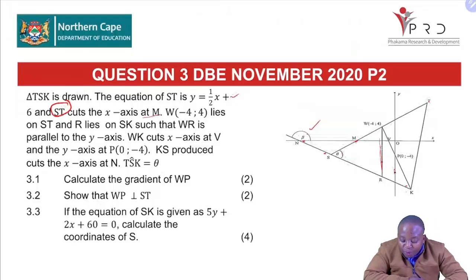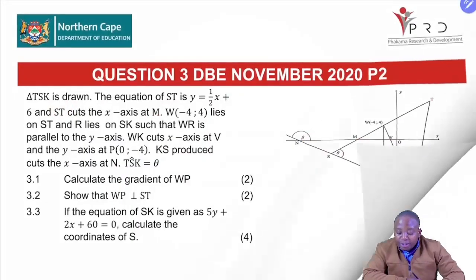Then we are told that W, which is (-4; 4), lies on ST, and R lies on SK such that WR is parallel to the y-axis. We could see that by the markings right there, and our statement also supports what we have identified from our diagram. And WK cuts the x-axis at B and the y-axis at P, which is (0; -4). So P is the y-intercept, and KS is produced and cuts the x-axis at N, then angle TSK is theta.